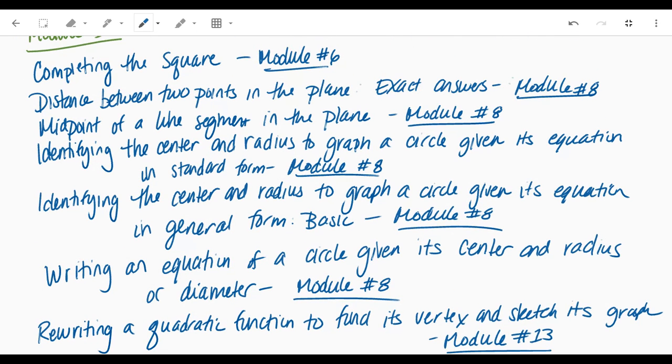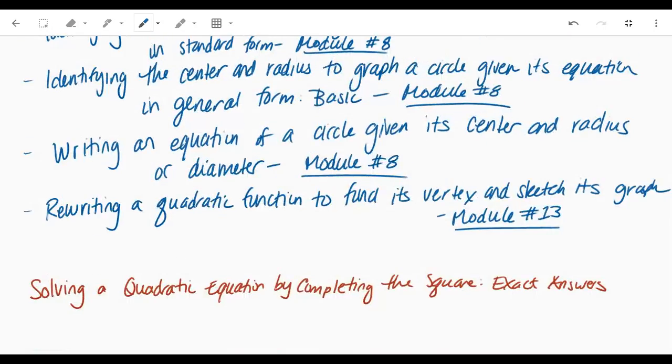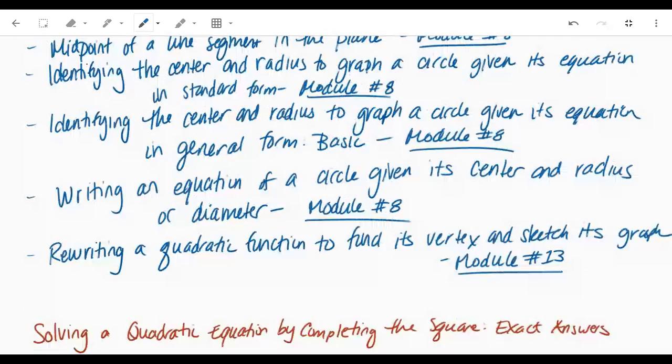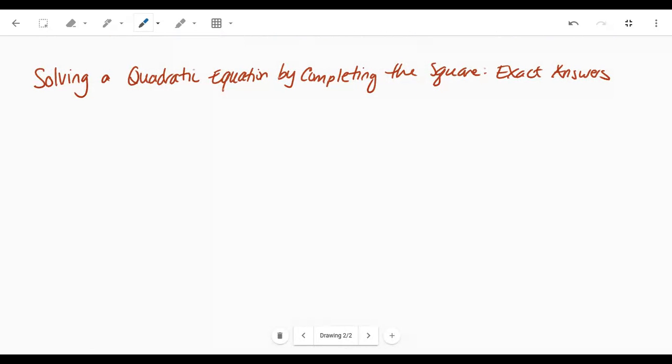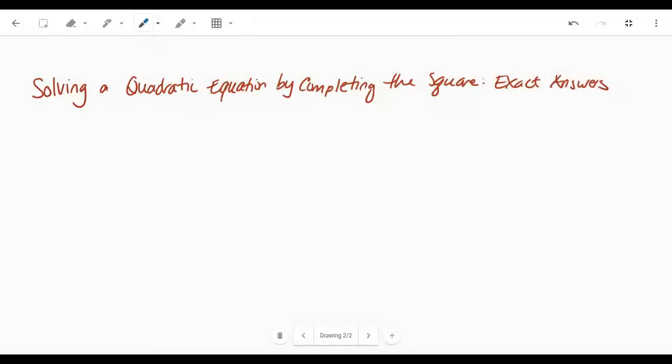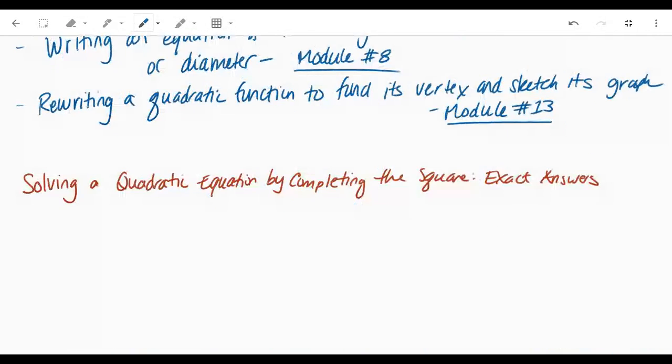So that is one, let's see, 1, 2, 3, 4, 5, 6, 7, almost half of your module here you've already covered. So if you need any help with those, go back to those modules. Otherwise, we're going to start here with solving a quadratic equation by completing the square, which is actually back from chapter 1.4. So it kind of follows from this first guy from module 6 with completing the square.